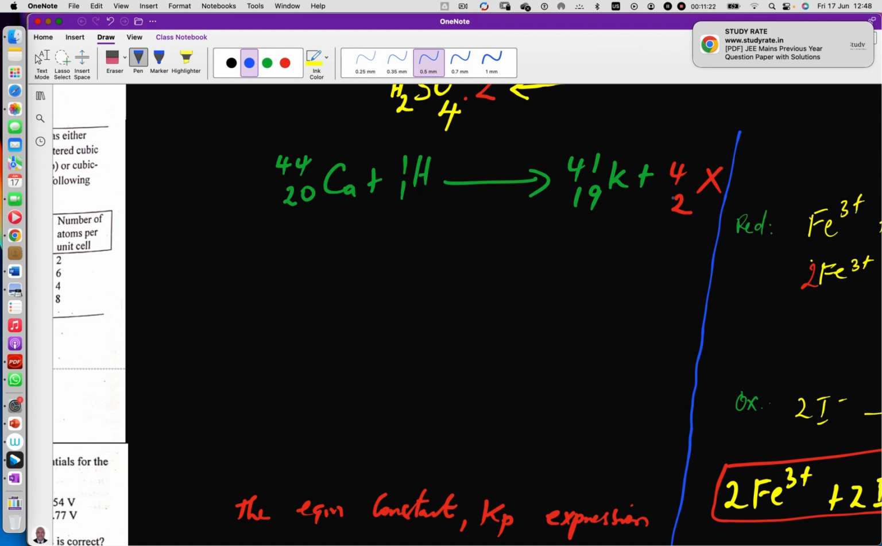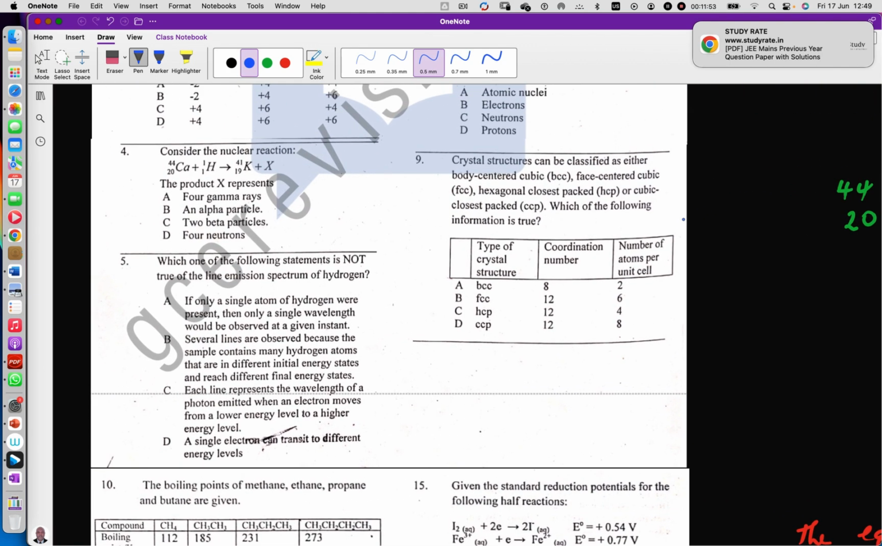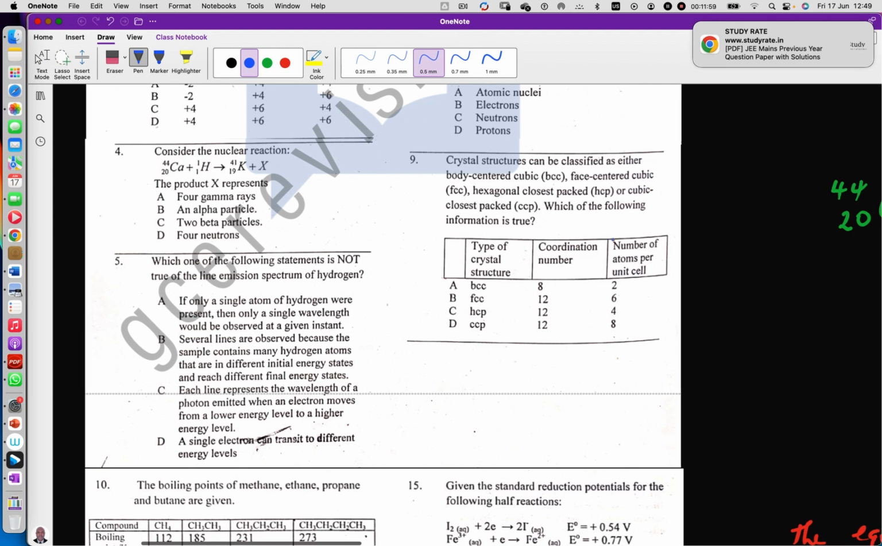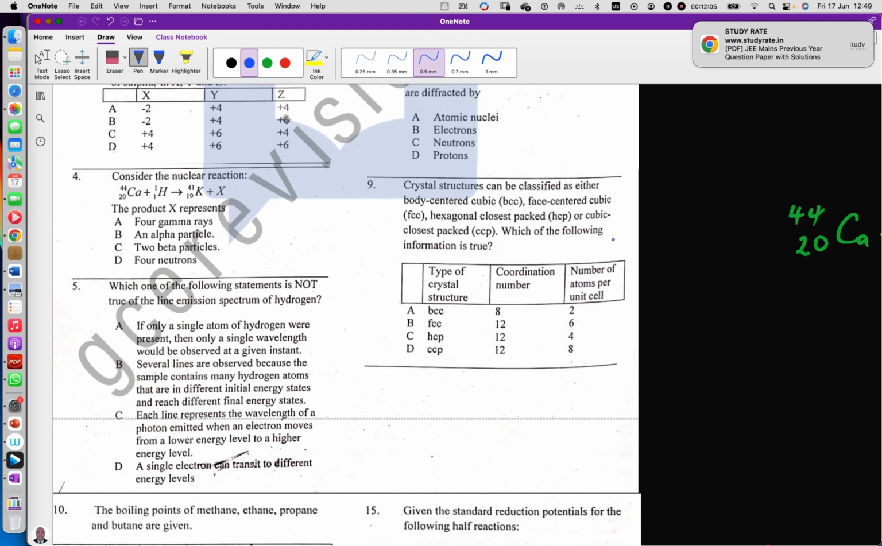What has been lost? The total from here is 45 and 21. 45 minus 41 gives us 4. Then 21 minus 19 gives us 2. So there we have a mass of 4 and atomic number of 2. A mass of 4 and atomic number of 2 does not represent a neutron.